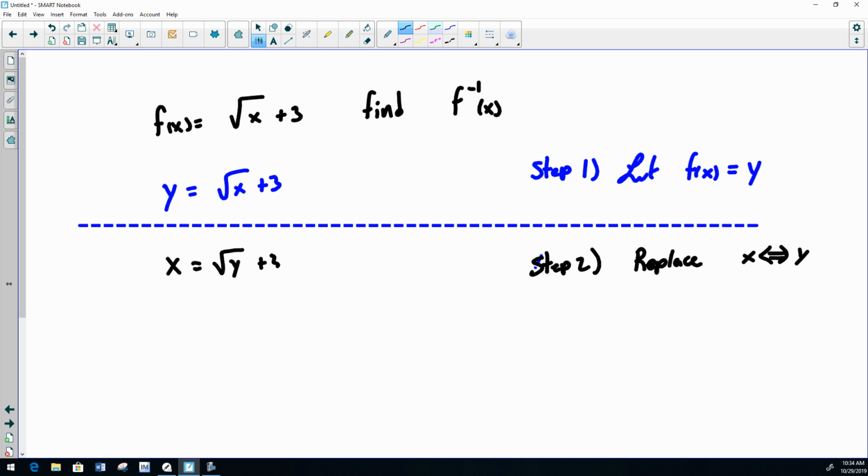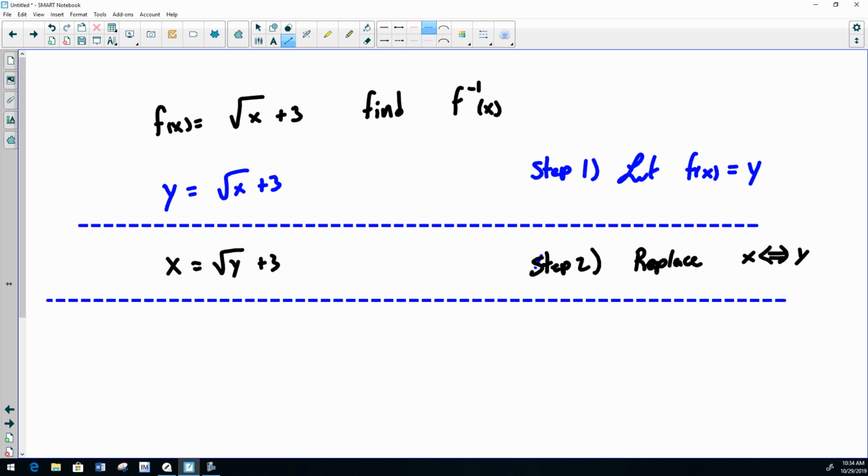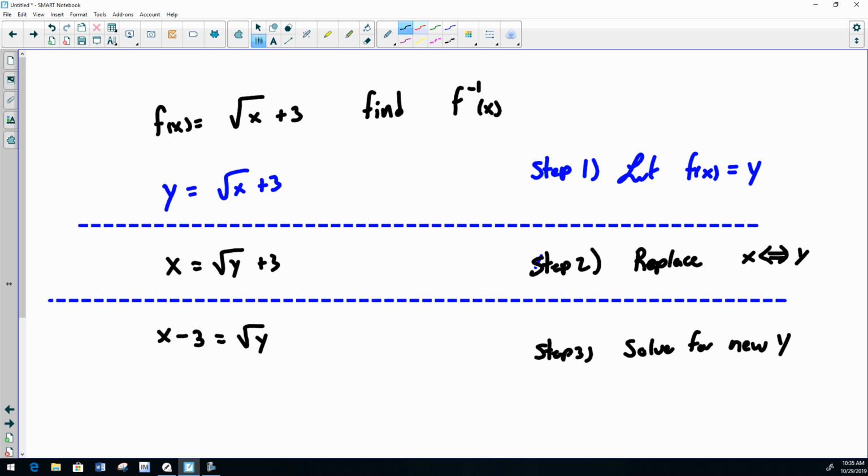Step three. Solve for the new y. So currently the y is trapped in a radical, so what should I do first? Should I square both sides first or do something else? Subtract the 3. Square both sides. That's a perfect answer. If you wanted to, you could FOIL it out, but that doesn't really help the answer.